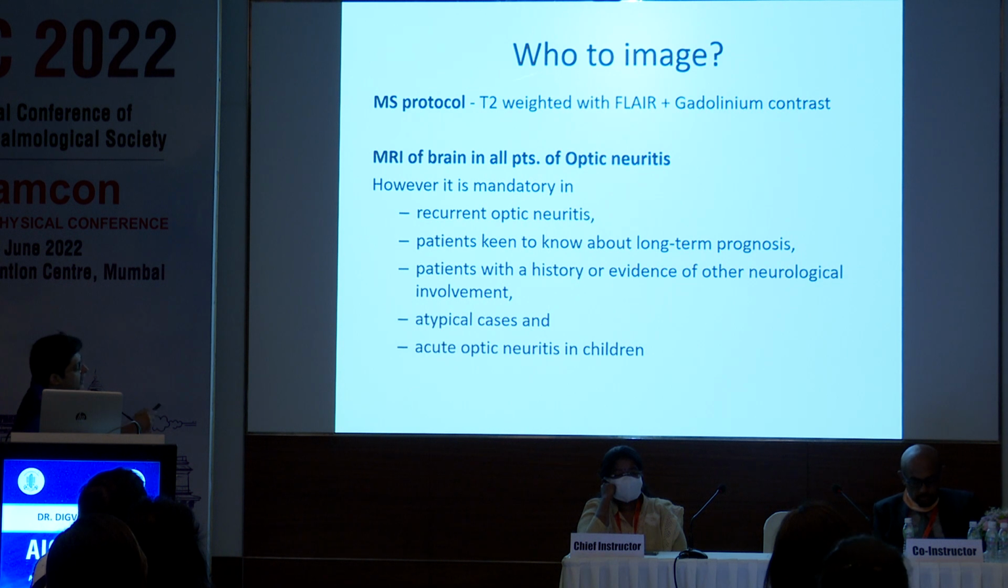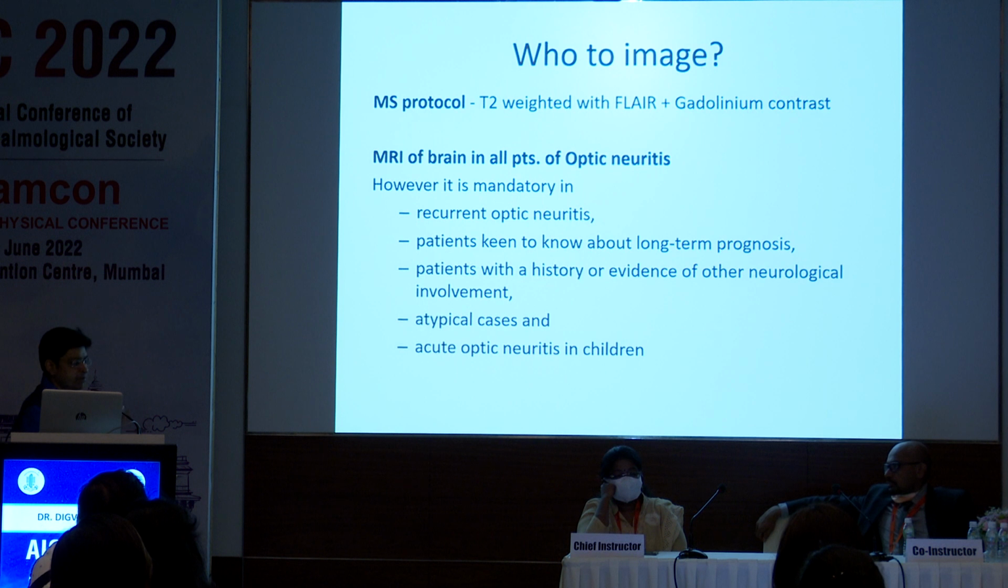So this is important. Like I said, all patients, but mandatory if there is any doubt, cost things, recurrent, keen to know about prognosis, history of other neurological involvement, atypical. Very, very important, extremely important, because NMO-MOG is increasingly a component that is presenting, and you are able to get a good idea or at least a suggestion of possible NMO in patients looking at the MRI, and of course in children.